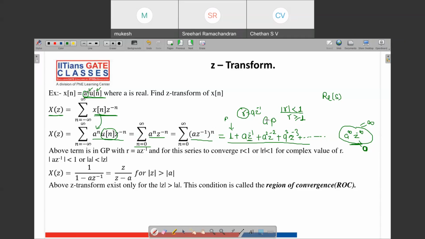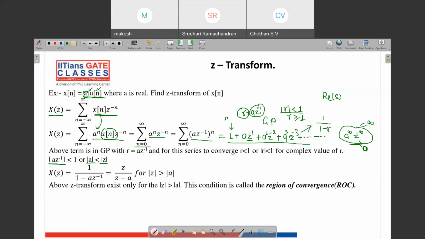Here r is a z inverse, and we want this a z inverse to be less than 1. Since this is z inverse, you can take it on this side, it will become z here. So mod of z should be greater than mod of a. And once this converges, we know that this geometric progression will add up to 1 upon 1 minus r, where r is this ratio, a z inverse.